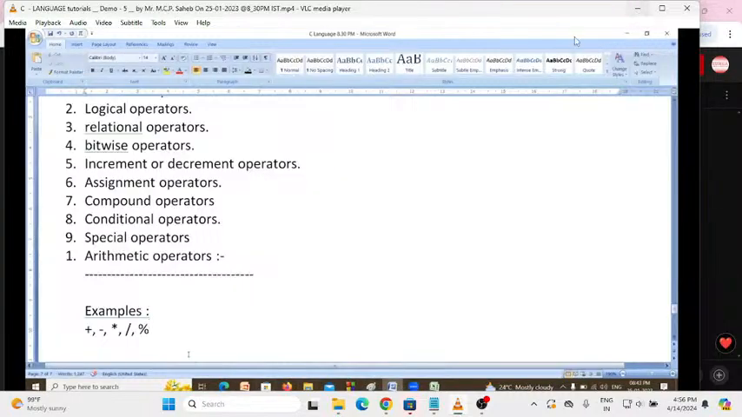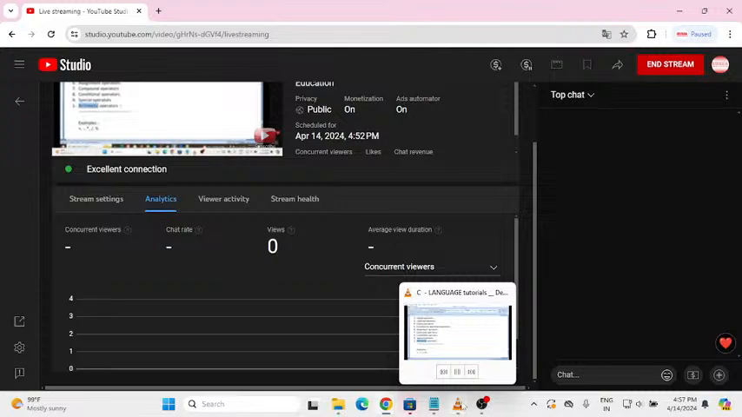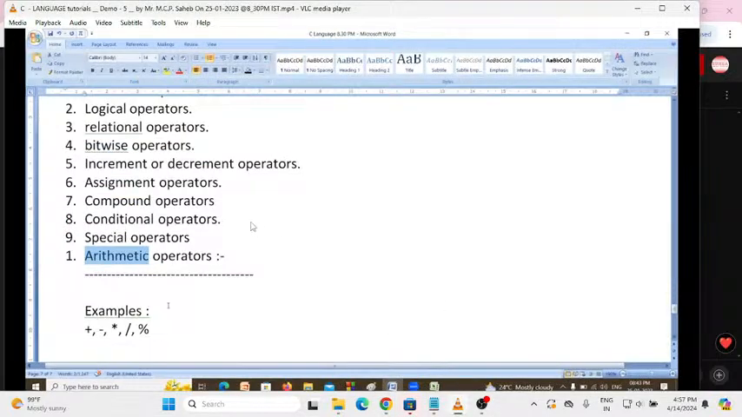Now actually these are used to evaluate the arithmetic expression. Means simple formula. What are the formulas? You already know. So a plus b whole square equal to a square plus b square plus 2ab. A minus b whole square equals a square plus b square minus 2ab. A square minus b square equal to a plus b into a minus b. These are called arithmetic expressions.